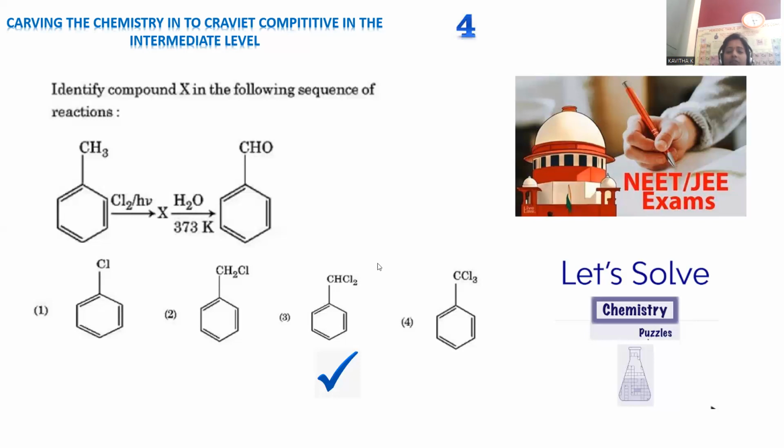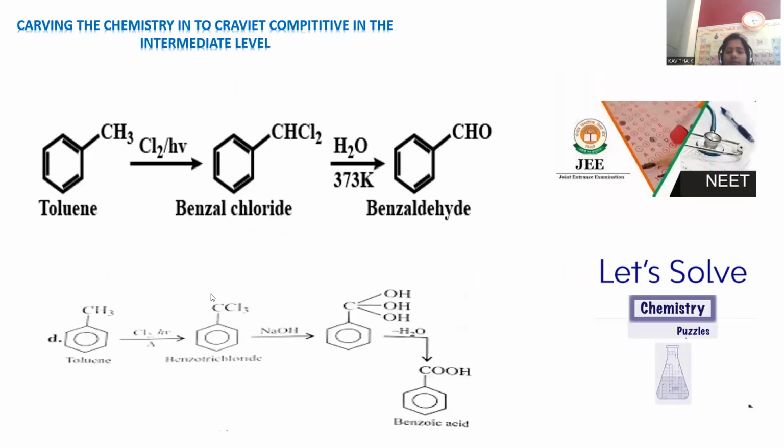Let's see why we have to stop here. Why can't we get a complete chlorination of the side chain? Let's see both the possibilities. If this is toluene treated with chlorine under hν conditions, called photochemical chlorination, the side chain methyl will be substituted through the free radical mechanism, and we have to offer benzal chloride only.